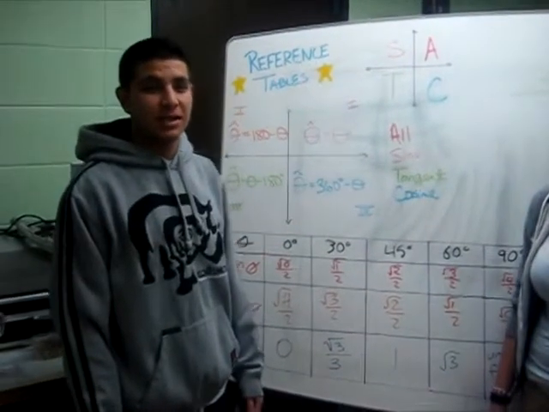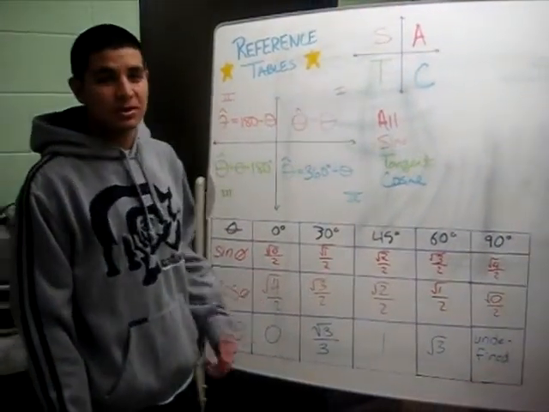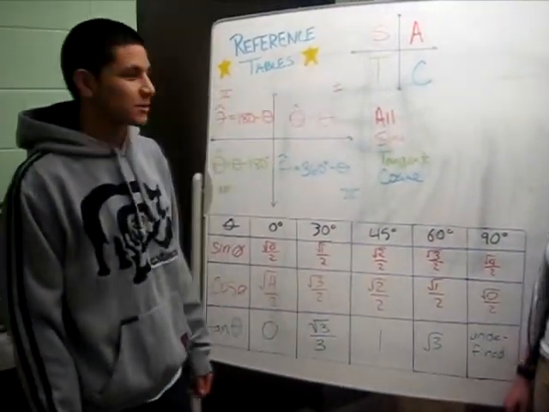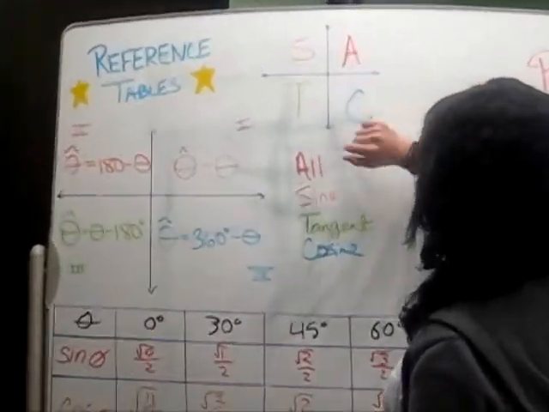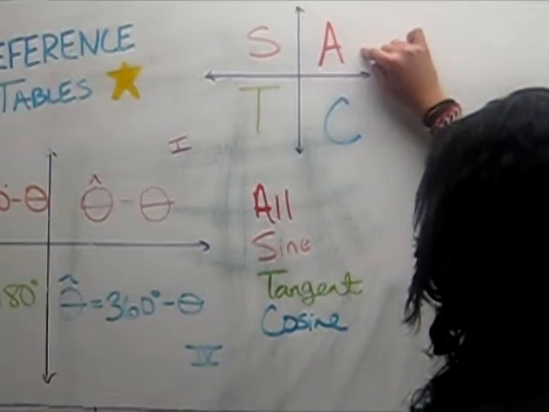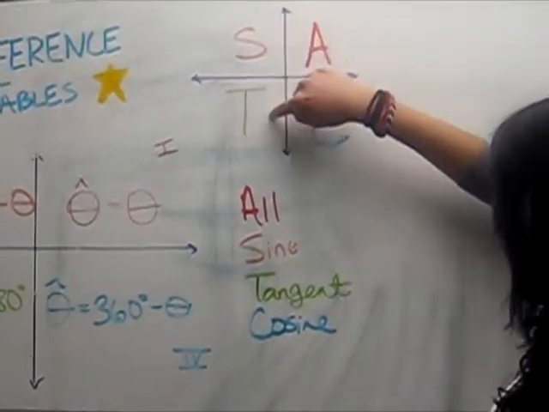Okay, class. Today we're going to be using the following reference tables to solve the problems. This table right here shows us which trig function is positive in each quadrant. So it's right here, it's all functions are positive. Here it's sine, tangent, and this is cosine.